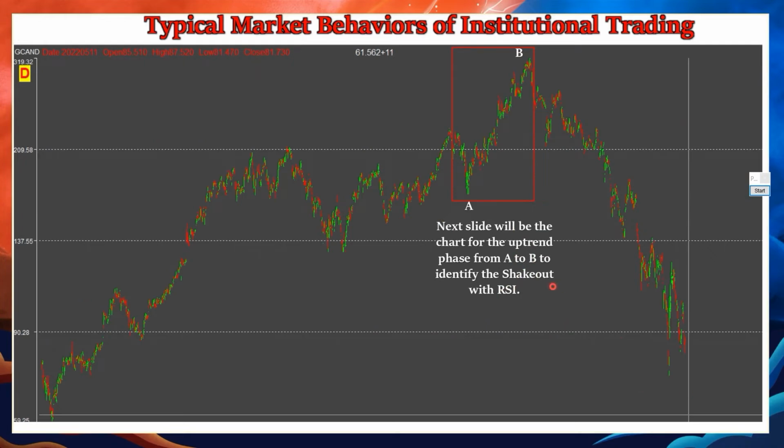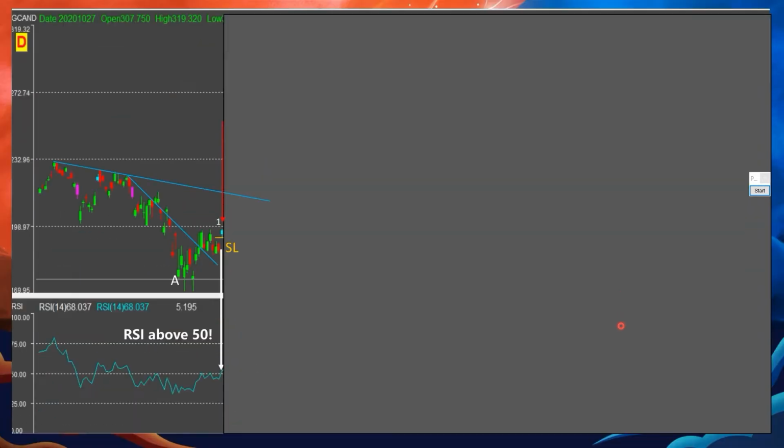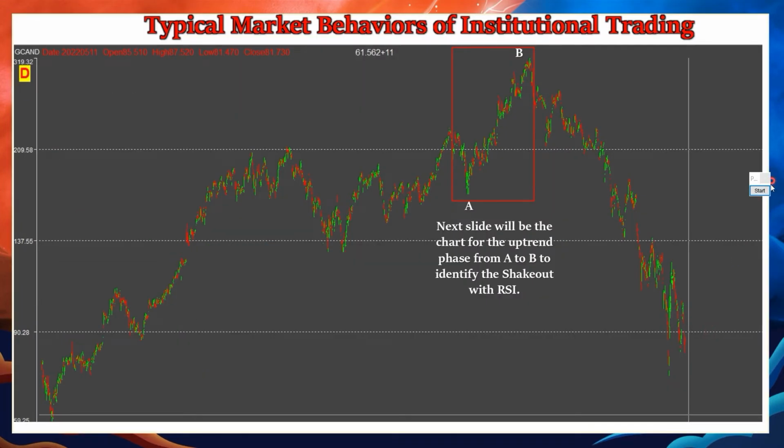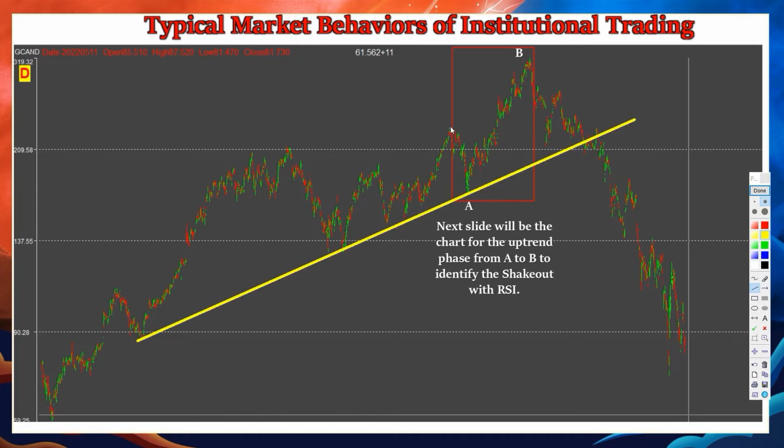So remember, I'm going to use this section here from A to B as a presentation to identify the shakeout with the RSI indicator. All right, get ready. Let's go. Now, if you look at the previous chart, so what is the basis? The basis is this long-term uptrend is still valid. The market has come down here, pulled back and touched the support of this long-term uptrend line.